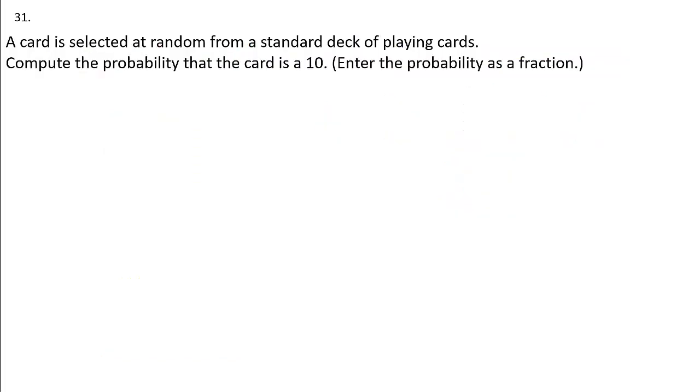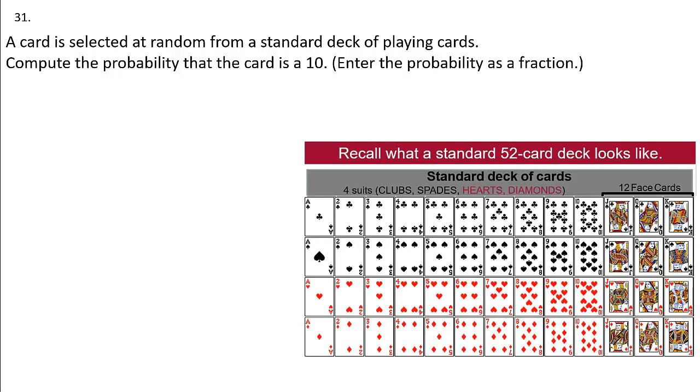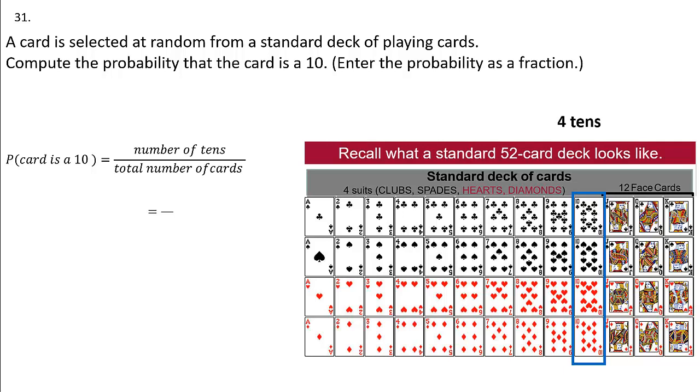Number 31. A card is selected at random from a standard deck of playing cards. Compute the probability that the card is a 10 and enter the probability as a fraction. Again, you need to know what a standard deck of cards looks like. And remember, the probability that a card is 10 is simply a count of the number of 10s that are in the deck divided by the total number of cards in the deck. Well, of course, there are 4 10s in the deck.